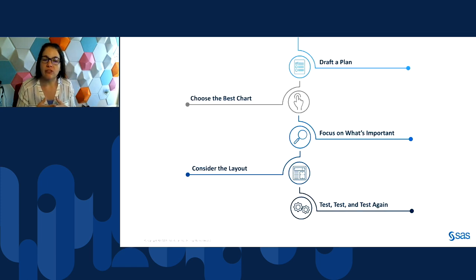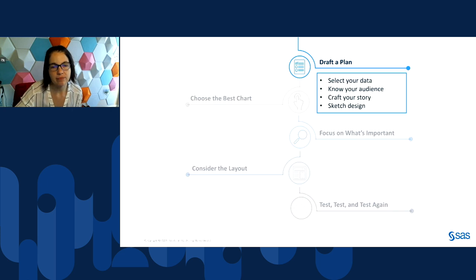We're going to go through 5 steps of how I would build a report and the things I would think about along the way. First, we need to think about drafting a plan for the report. Then we need to think about choosing the best chart. Next, we'll focus on what's important. Then we'll consider the layout. And then finally, we'll test, and test again.